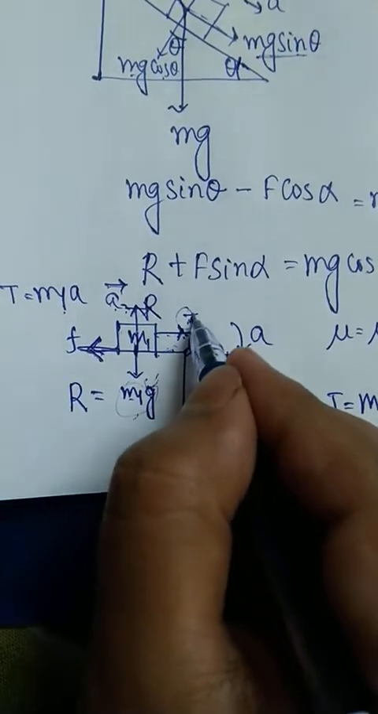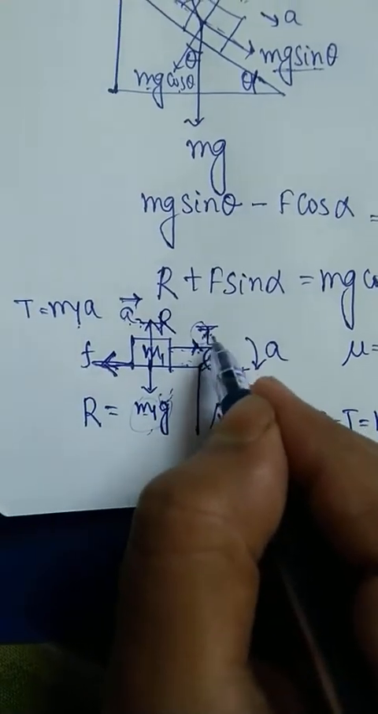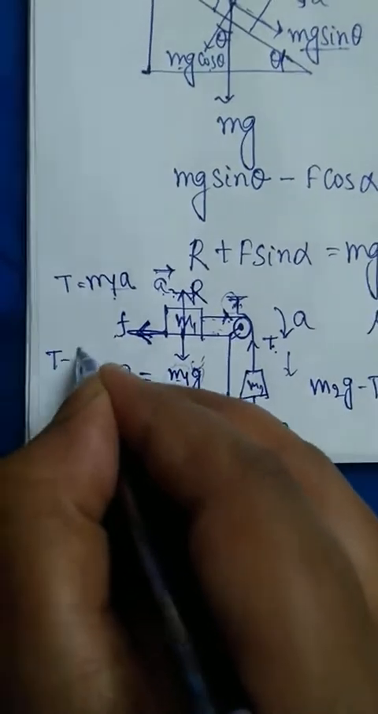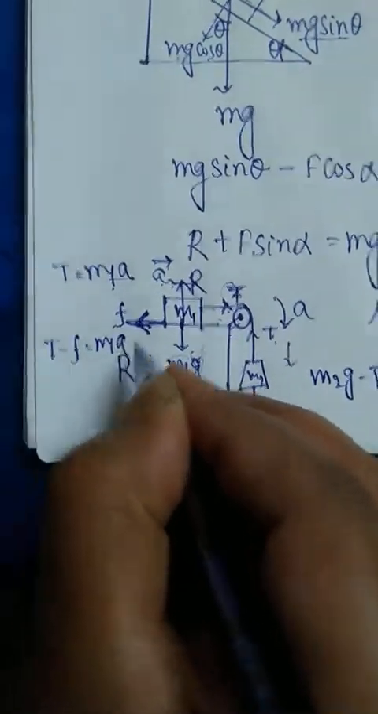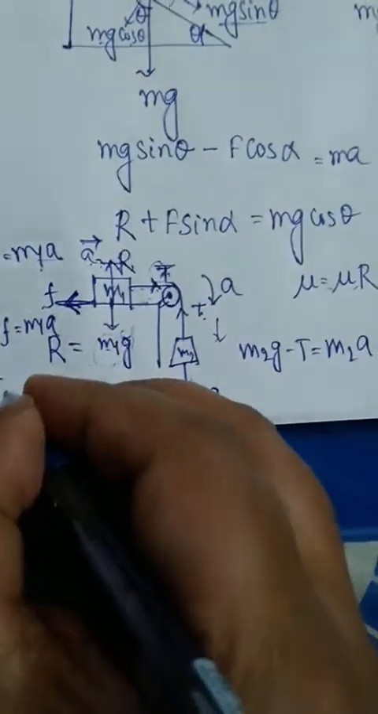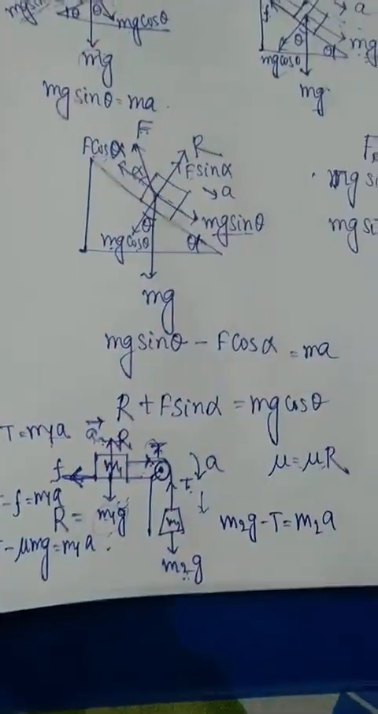That means T is bigger, F is smaller. So the resultant force will be T minus F equal to m1a. And F equal to mu R, R means m1g. So T minus mu m1g equal to m1a. So this is the rule. This type of problem you can solve very easily from here.